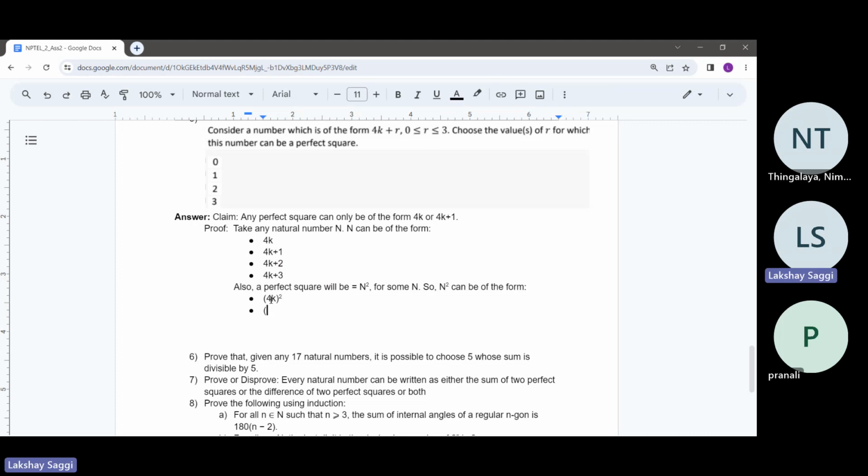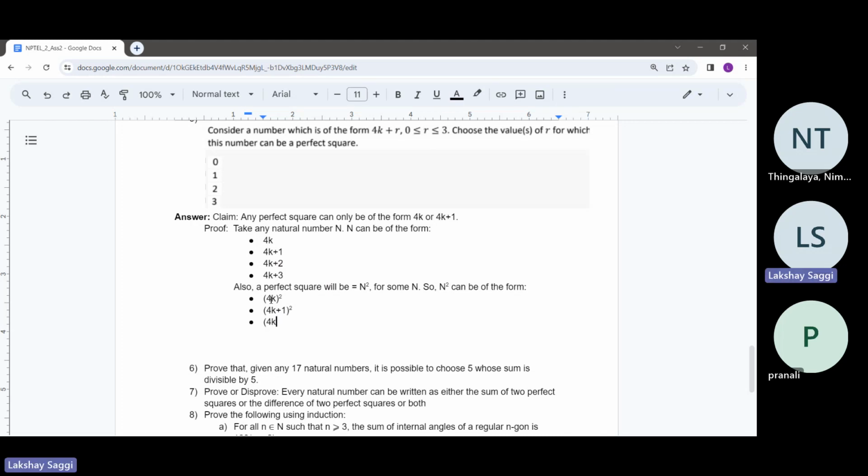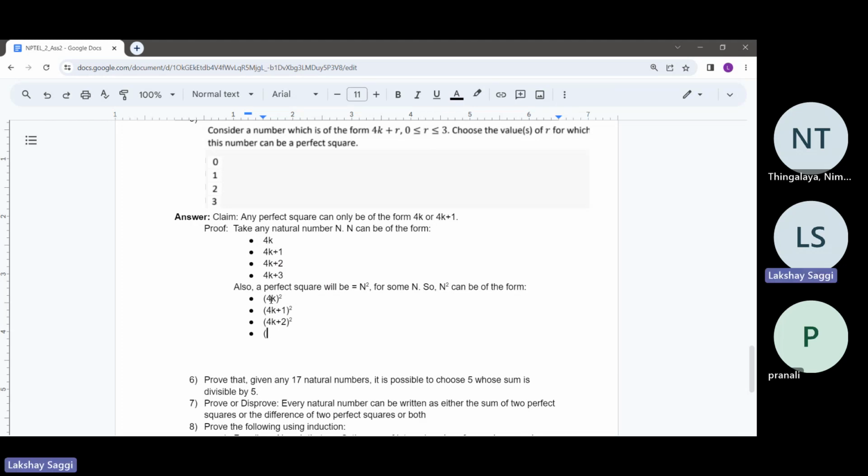Similarly, it can also be of the form (4k+1) whole square, can also be of the form (4k+2) whole square, can also be of the form (4k+3) whole square. So I hope this makes sense. So let's just expand this out.